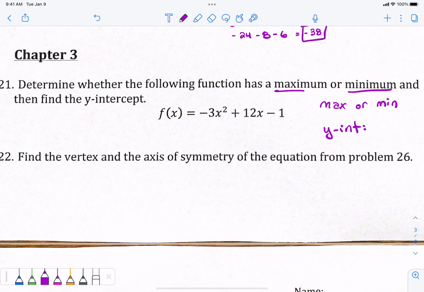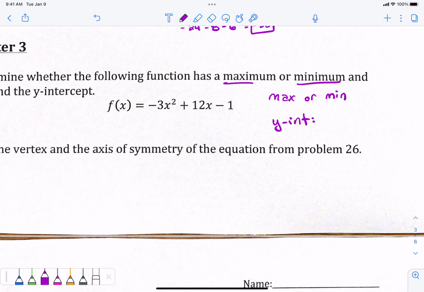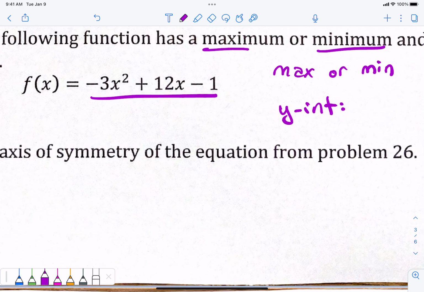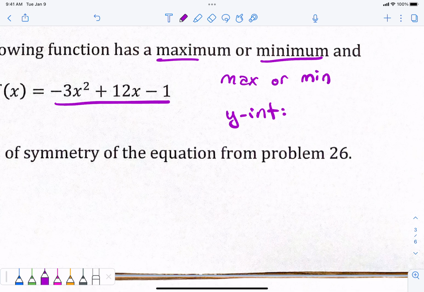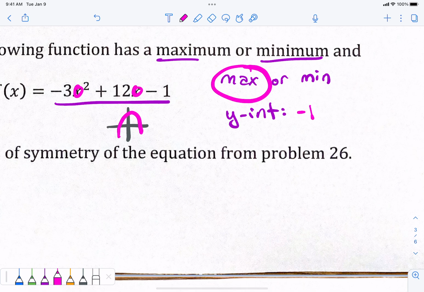Okay. All right. So, first of all, what is this thing going to look like if I were to graph it? It has a min because there's a negative. Not necessarily a maximum, it's a negative. If I were to graph it, it's going to be a frowny face, right? So it's going to have a max, actually. Okay. The y-intercept, again, you plug 0 in for x, but when I do that, what's the y-intercept going to be? Negative 1. You guys know that's just that last number. Okay, so it has a maximum, and the y-intercept is negative 1.